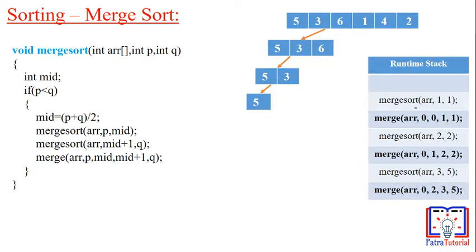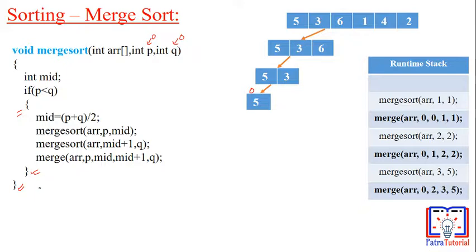So let me put these two functions in the runtime stack and call the merge sort function by passing 0 and 0 as a parameter here. Now p equal to 0 and q equal to also 0. Now p is less than q? 0 is less than q, no, the condition is not satisfied, so it will reach here and it will complete the function.